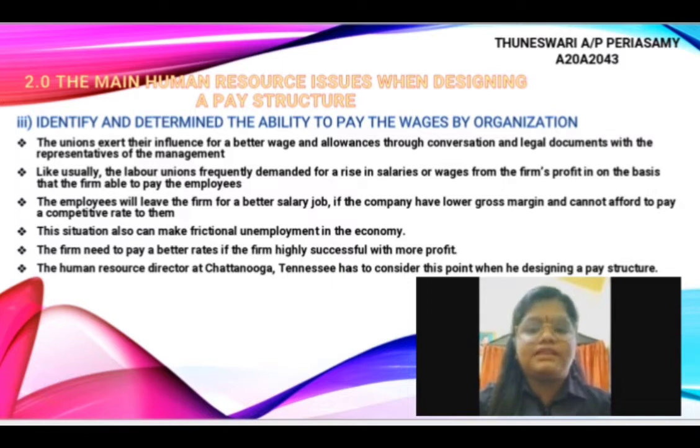But still, because of the lack of perfect knowledge of alternatives and the problems of labor's immobility, the adjustment is neither immediate nor perfect. The firm needs to pay a better rate if the firm is highly successful with more profit. Thus, the HR director at Chattanooga Tennis has to consider this point when he designs a pay structure.